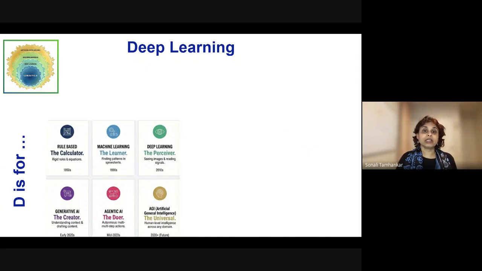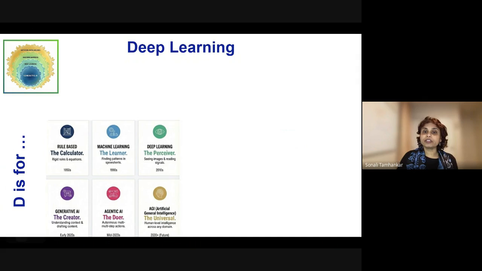Then came machine learning. This is the learner. So we stopped giving rules. We gave the computer data on thousands of patients and said, "Hey, machine, you figure it out." In deep learning, which consists of neural networks that we'll talk about today, that comes next, the perceiver. Here we could even take the image of a retina and the model can figure out if the patient has retinopathy. The FDA has already approved systems that can screen patients for diabetic retinopathy.